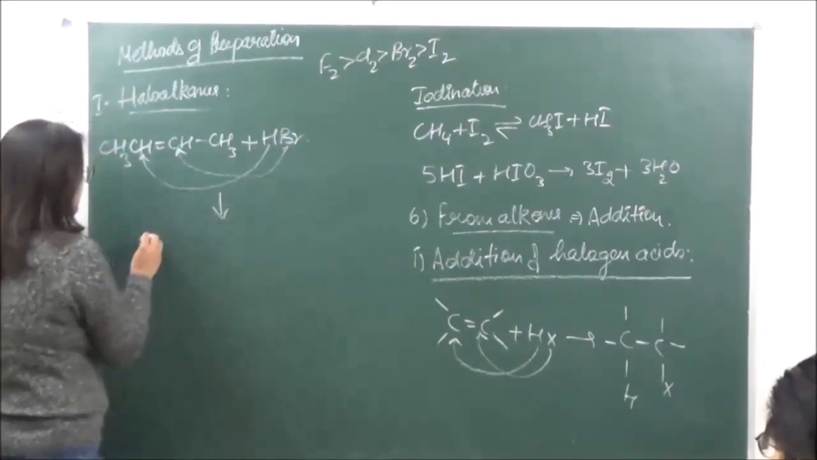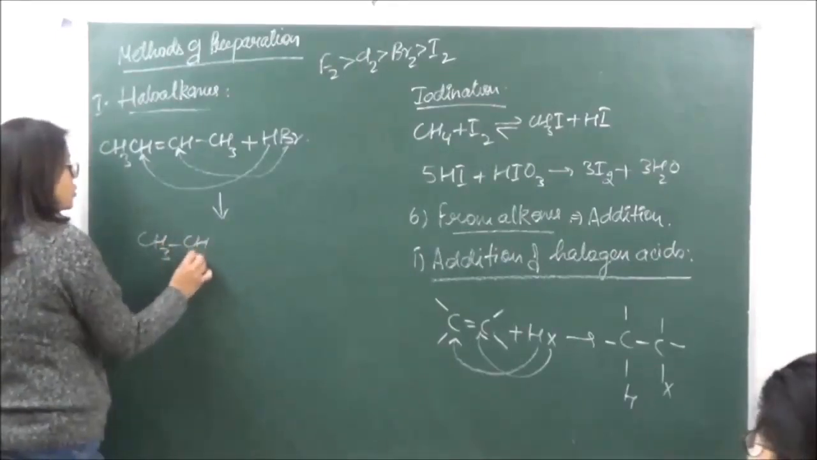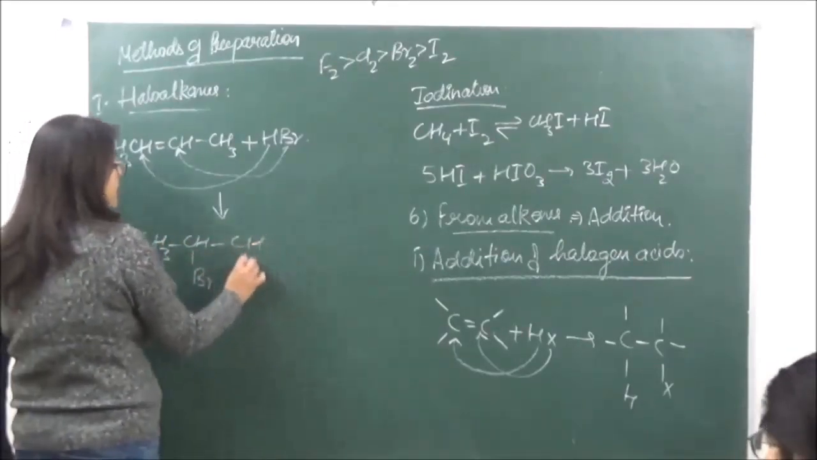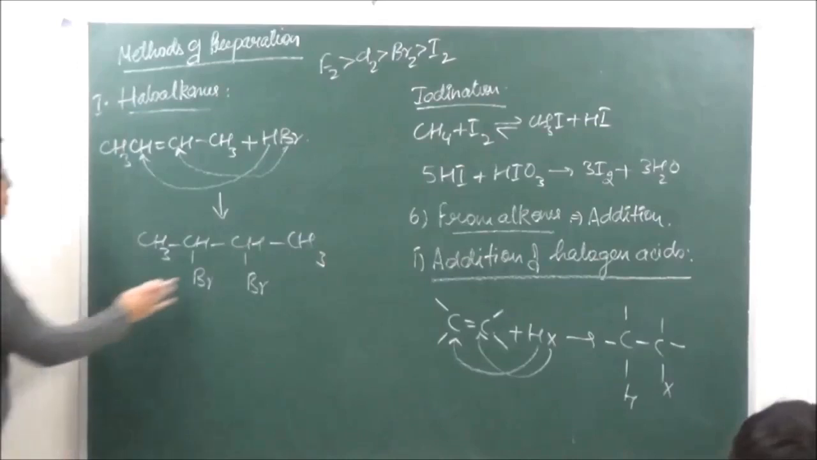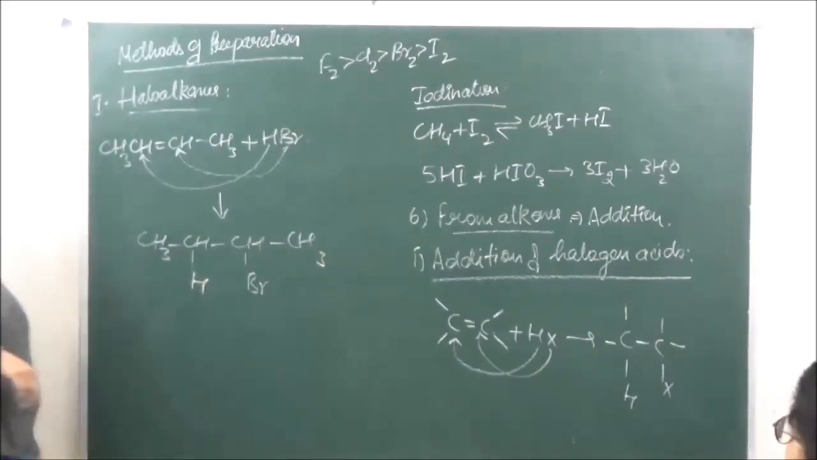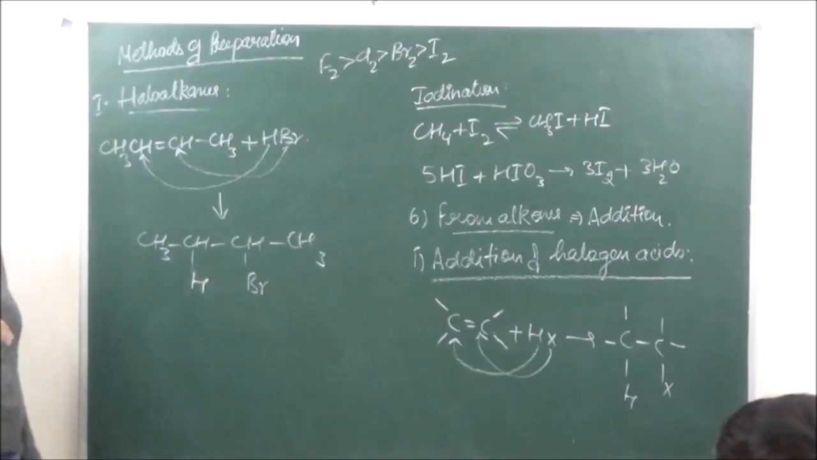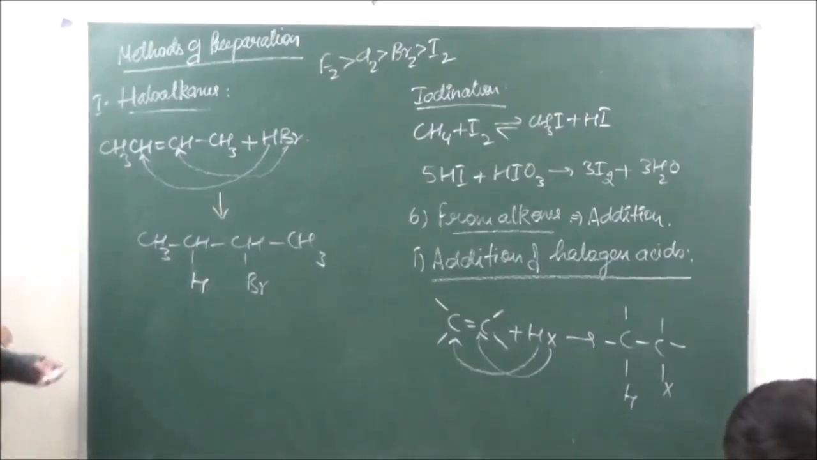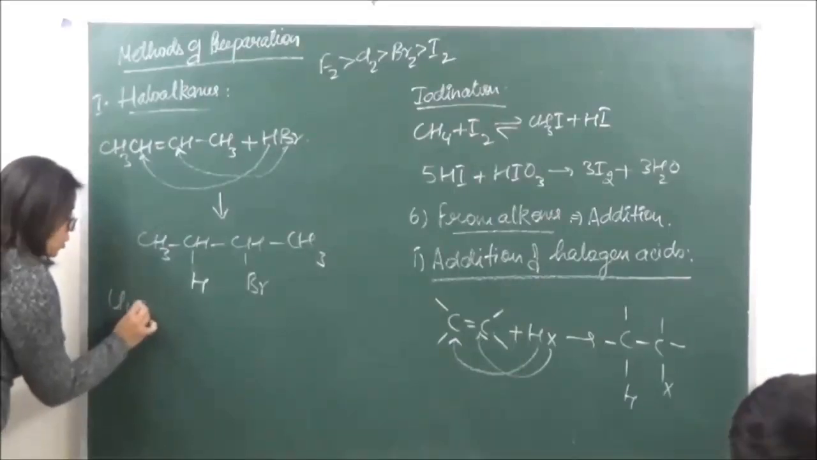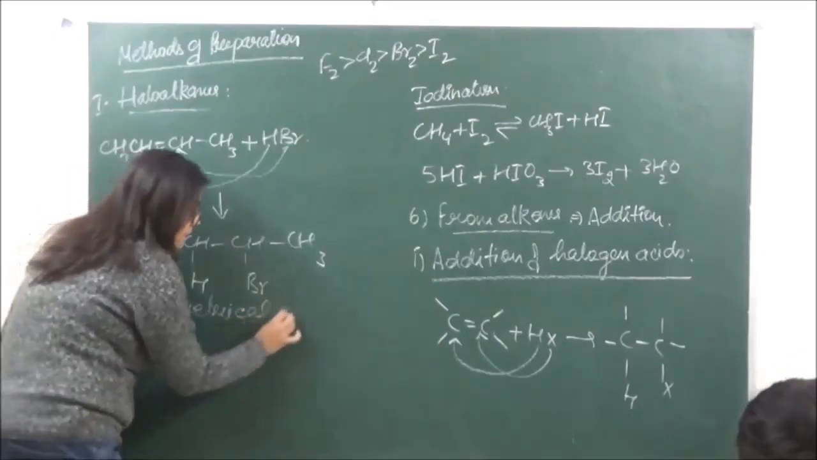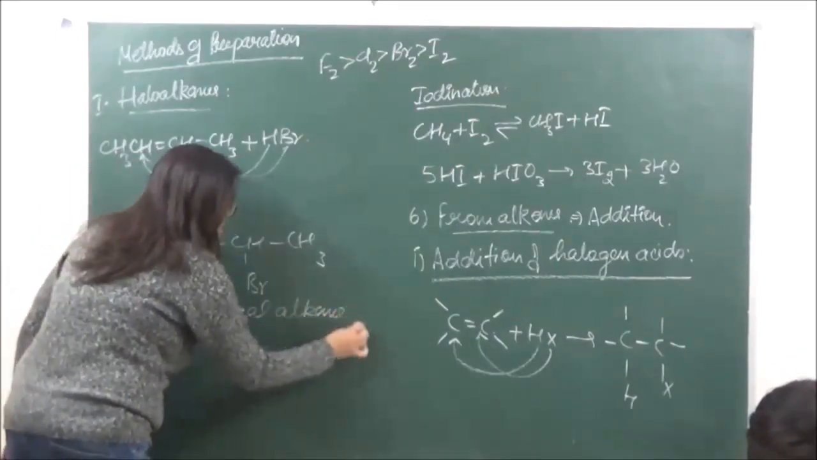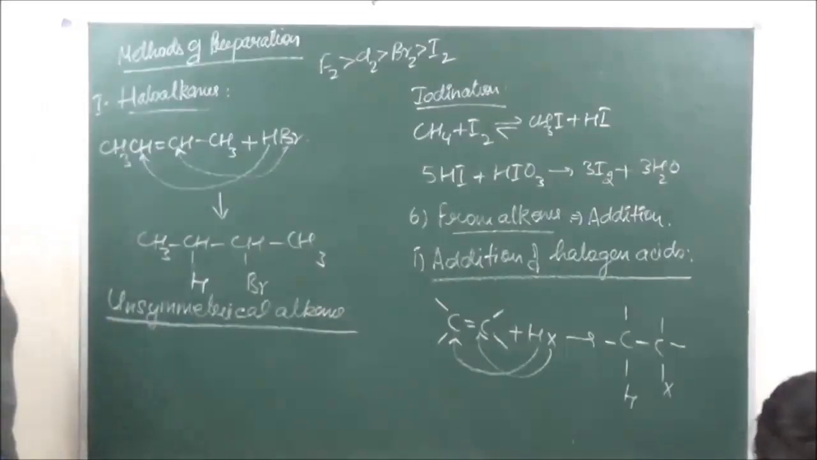So what do we have over here? We have CH3, CH, Br, CH, H and CH3. Sorry, Br will not come here, H will come here. So we have 2-bromobutane. But if in case there are unsymmetrical alkenes present, in case of unsymmetrical alkenes, the addition will take place according to Markovnikov's rule.